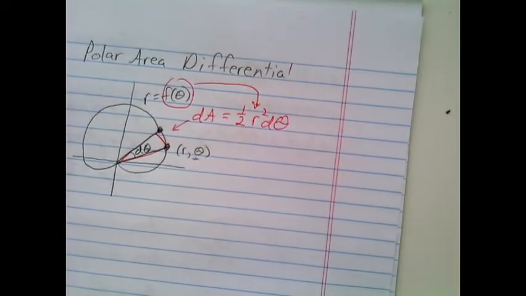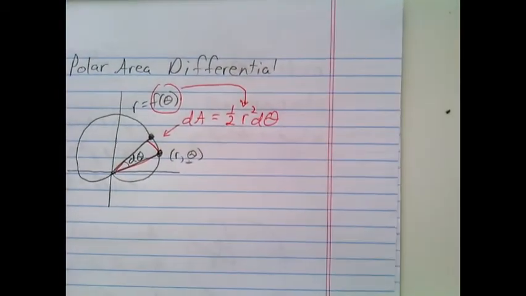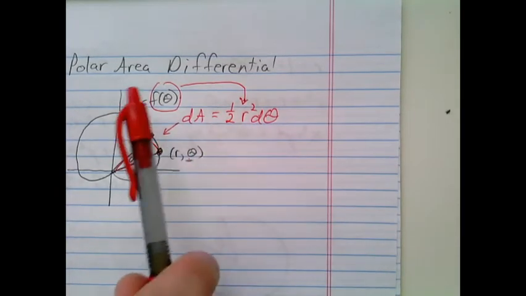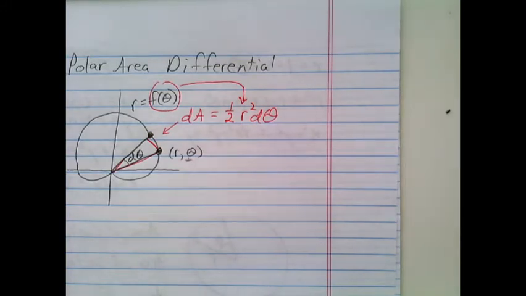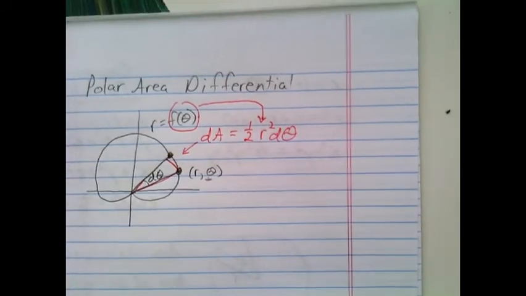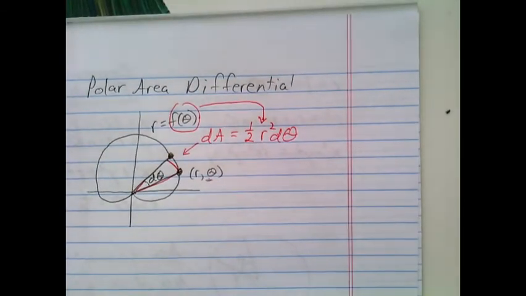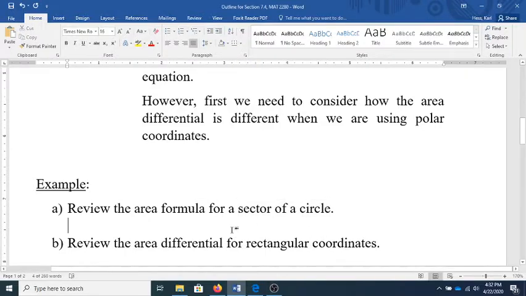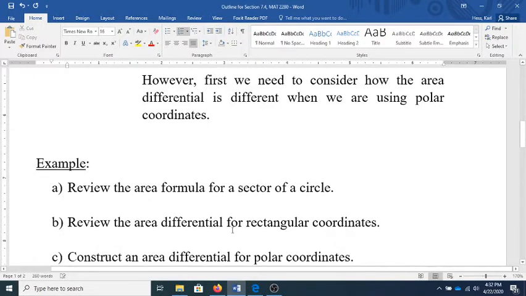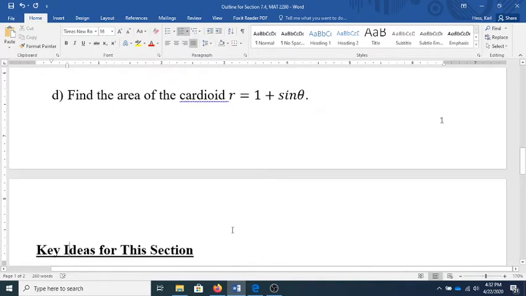For polar coordinates, the setup is a little more involved. I have to square the function, and I have to multiply it by a 1/2, because I'm adding up circular sectors rather than rectangles. But once I get it set up, it's then just computing the integral problem. So if I go back to my outline, we've done part A, part B, part C, and now it's time to find the area of our cardioid.